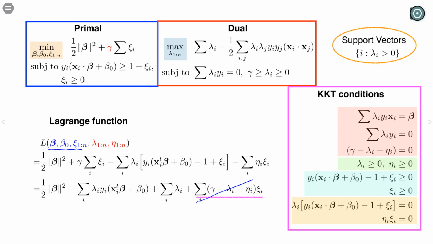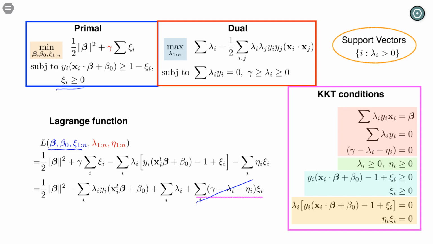And then the last group of conditions is the complementarity conditions. That means lambda i and the corresponding constraint, because lambda i is the Lagrangian multiplier for this constraint, cannot be non-zero simultaneously. And similarly, eta i and the corresponding constraint on psi i cannot be non-zero simultaneously. So we are done with the KKT conditions.